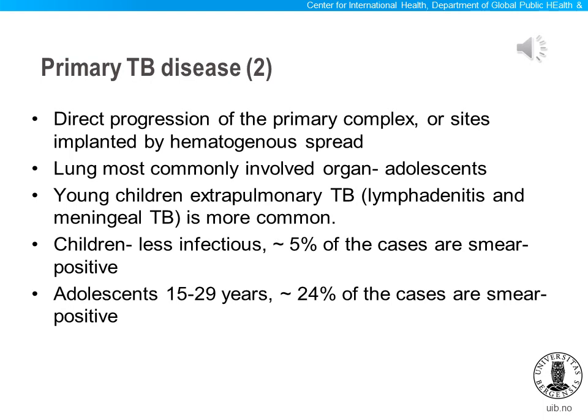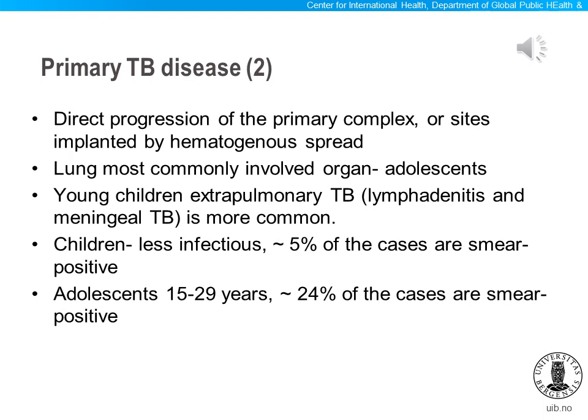Lung is the most common involved organ, especially in adolescents, where pulmonary TB constitutes about 90% of the cases, and cavitary pulmonary TB occurs in 21% of all primary cases. In young children, extrapulmonary TB, usually TB adenitis and meningeal TB, is more common, although this observation could be biased because of difficulty of diagnosing pulmonary TB in children.